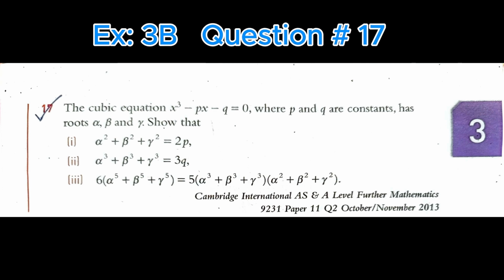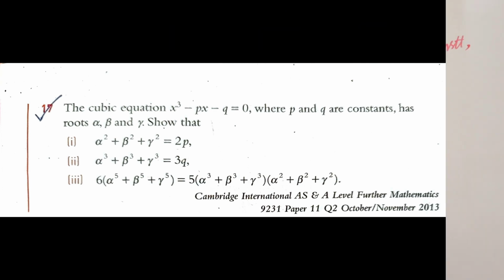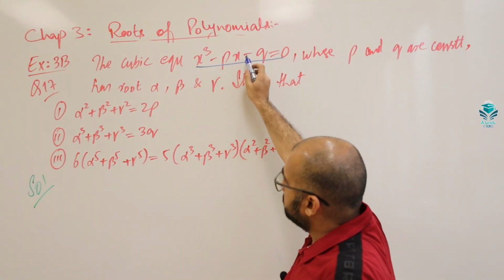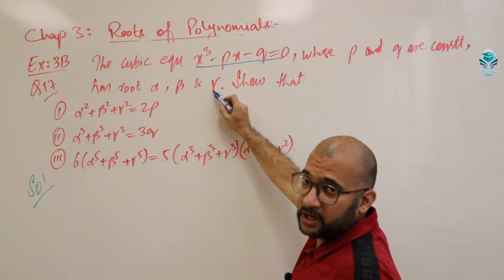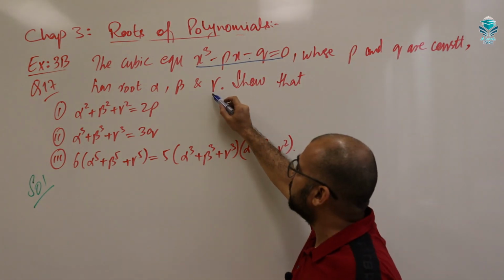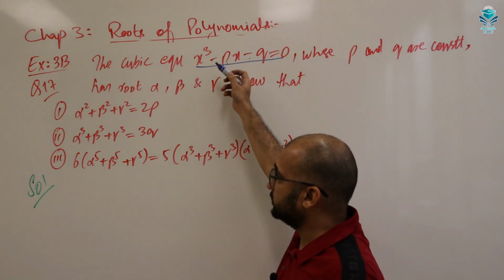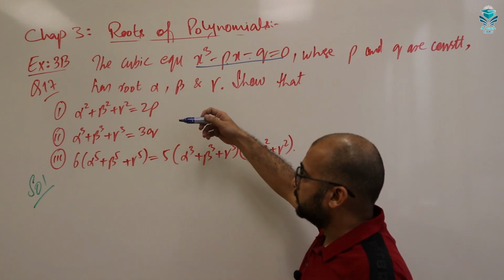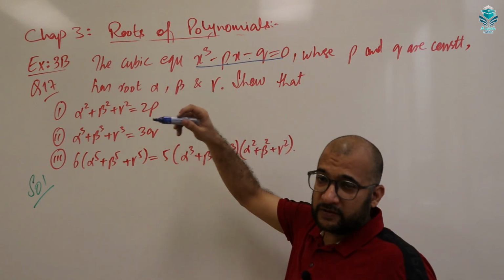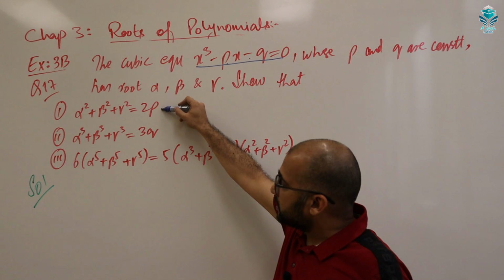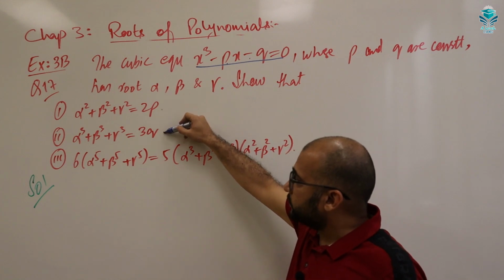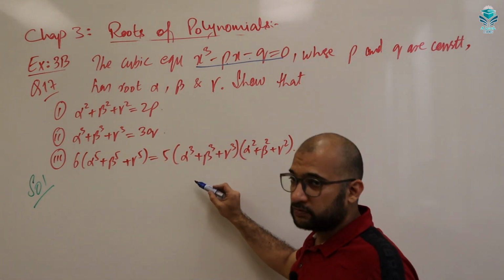In this lecture we are given a cubic polynomial in the form of P and Q, where alpha, beta and gamma are three roots. By the fundamental theorem of algebra, it has exactly three roots, and these roots are constants. We have to show this relation: sum of squares, sum of cubes and sum of fifth powers is equal to this one.